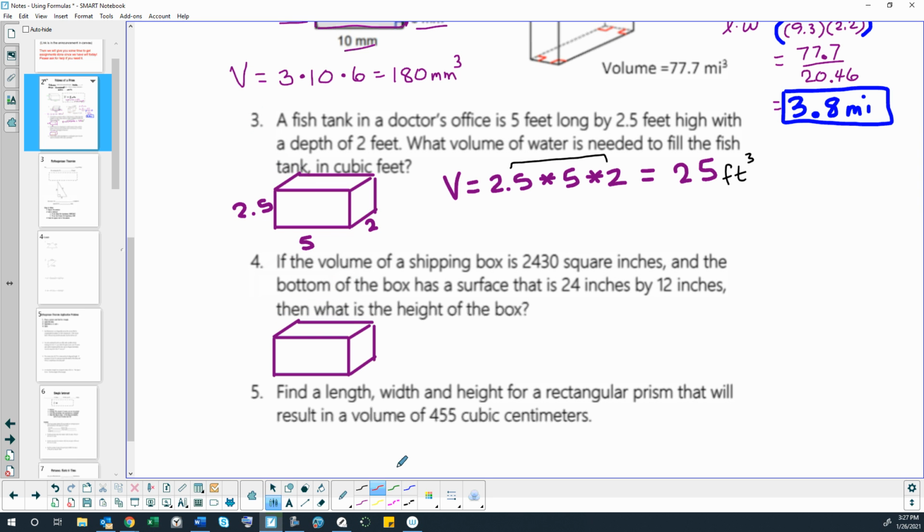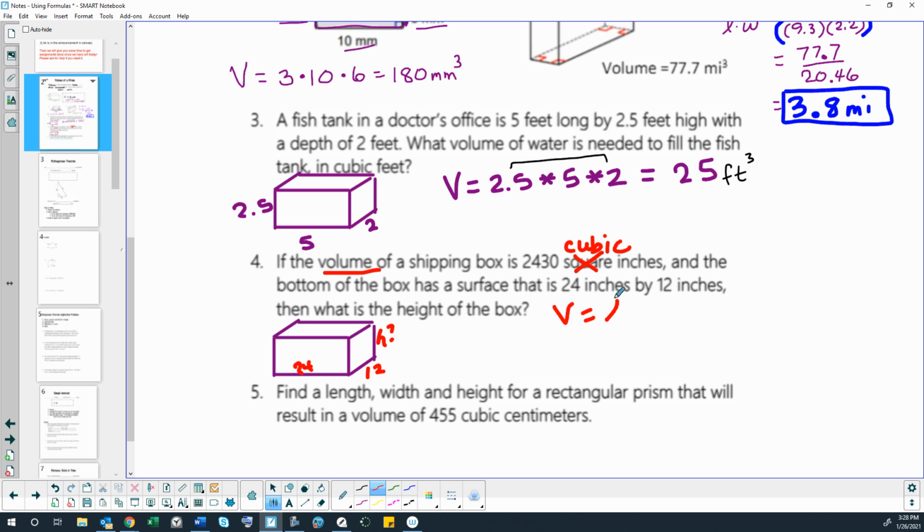Let's label our box. So it has 2,430 square inches. Volume? There's a typo. Cubic inches. And the bottom of the box has a surface that is 24 inches by 12 inches. Then what is the height of the box?